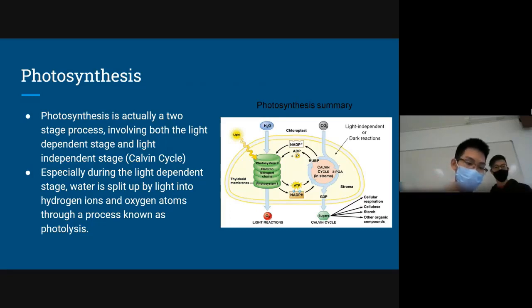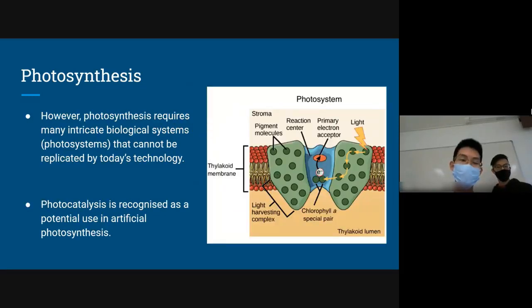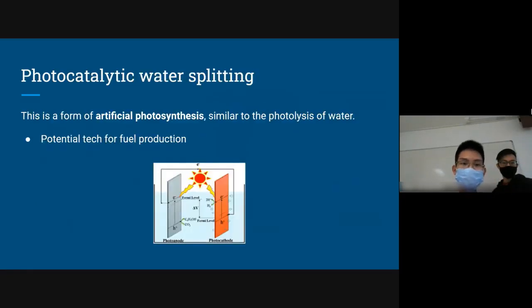Especially during the light-dependent stage, you have a process called photolysis, where light is used to split a water molecule into hydrogen ions and oxygen atoms. But the entire photosynthesis process requires many intricate biological systems, such as photosystems, that cannot be replicated by today's technology. So in this case, photocatalysis is recognized as a potential use in artificial photosynthesis. And I'll focus on photocatalytic water splitting, which is similar to the photolysis of water found in photosynthesis just now, and it's a potential technology for fuel production.